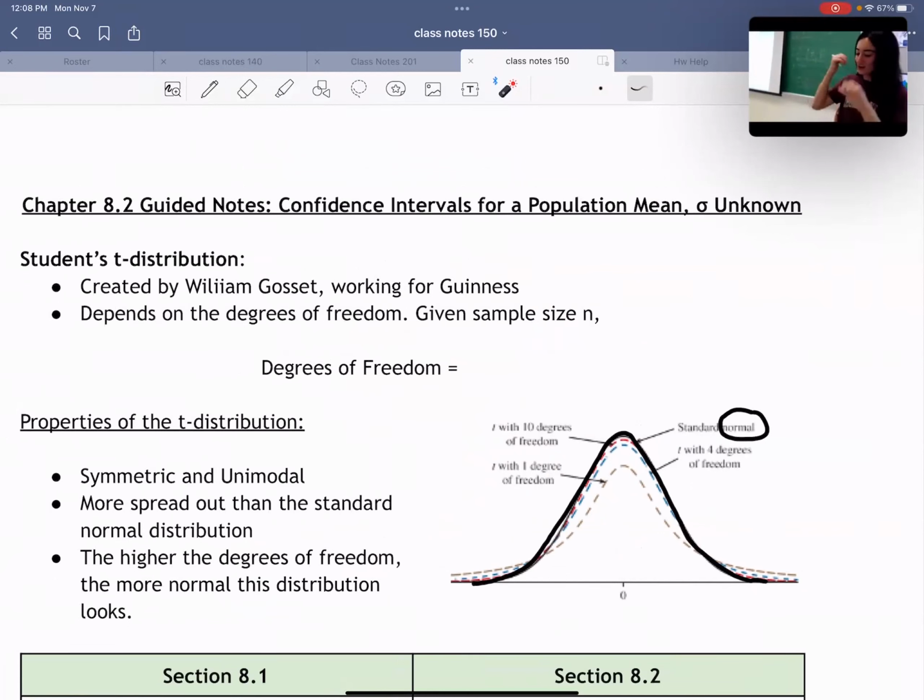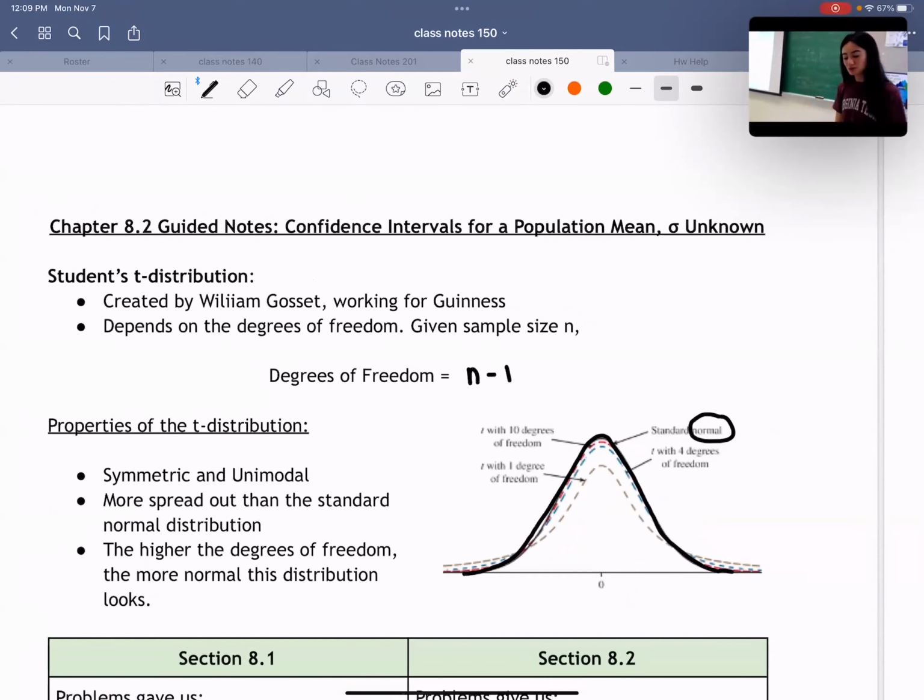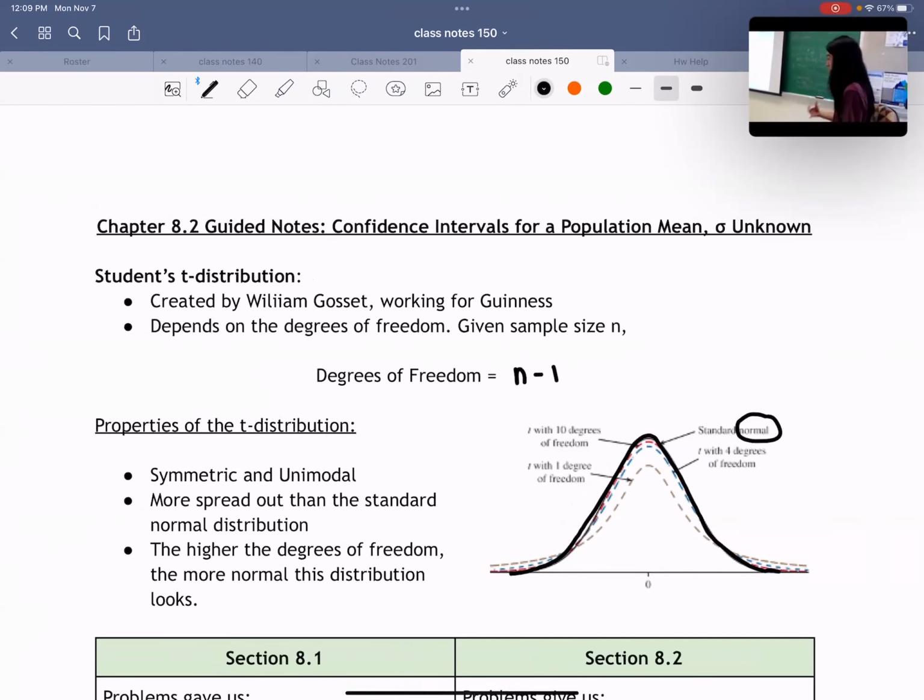Now, all I'm going to tell you about degrees of freedom is, let's say that n is our sample size, right? n is the number of things that we have. I'm going to give you the easiest formula in this class. The number of degrees of freedom is n minus 1. The easiest formula in this class: the number of degrees of freedom is literally the sample size, subtract 1.